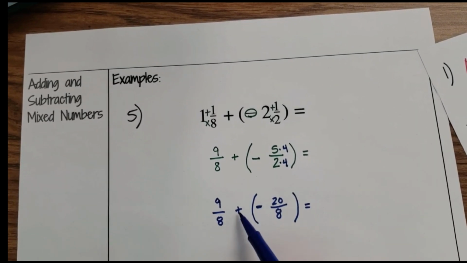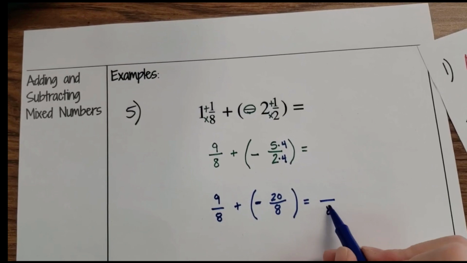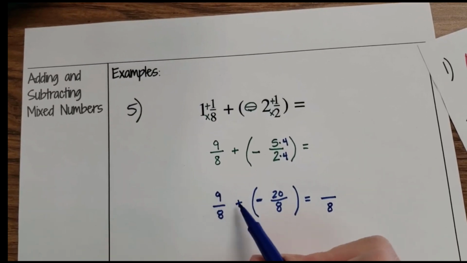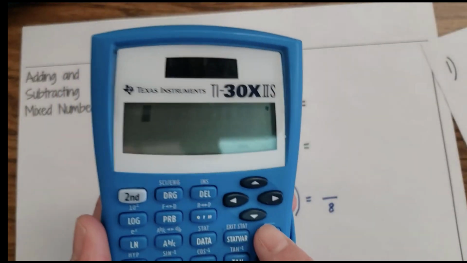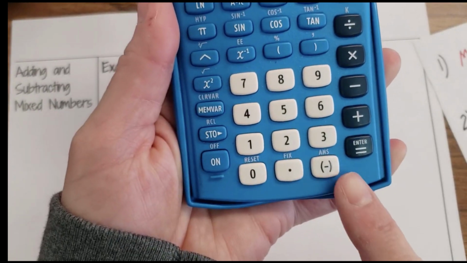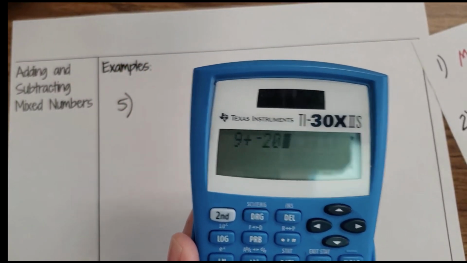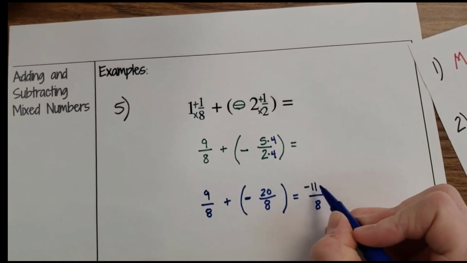We have 9 eighths plus negative 20 eighths. The denominator stays the same, eighths. Let's add the numerators. 9 plus negative 20. If you need a calculator for that, you can use a calculator. So if I have 9 plus, don't forget that down here you want to use your negative 20, negative 11. Remember, we can leave our answer improper.